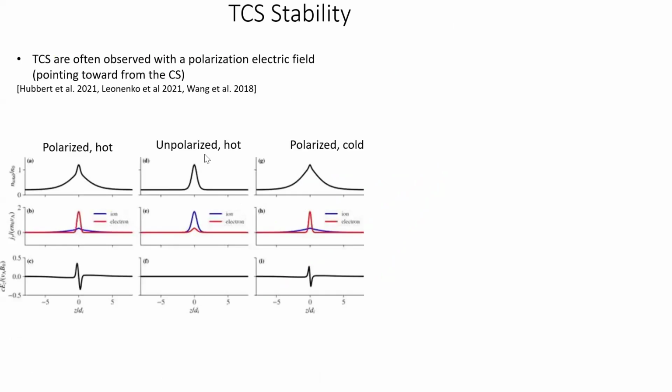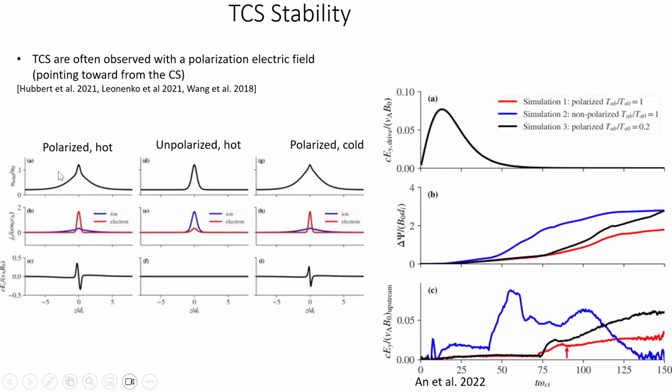But on the note of thin current sheet stability, I do just want to point out briefly that these thin current sheets are often observed with a polarization electric field, which is an electric field pointing towards the current sheet. These three plots here are three different PIC simulations where they have a polarized hot current sheet, a polarized cold current sheet, and an unpolarized current sheet. You can see in the top row, this is the plasma density, this is the current density, and then this is the electric field. And you can see for the polarized cases, you have a thin current sheet embedded in a thicker plasma sheet. They then drove these simulations with some solar wind-like electric field.